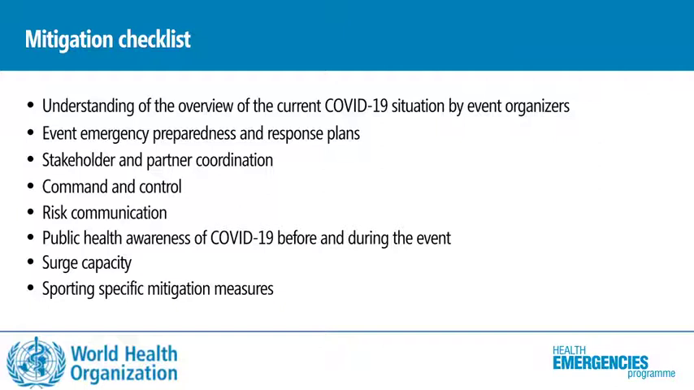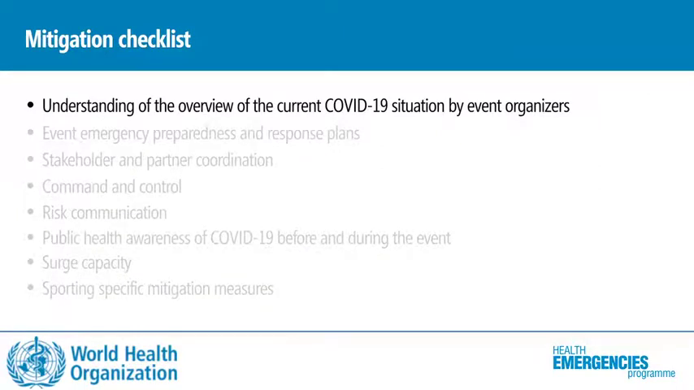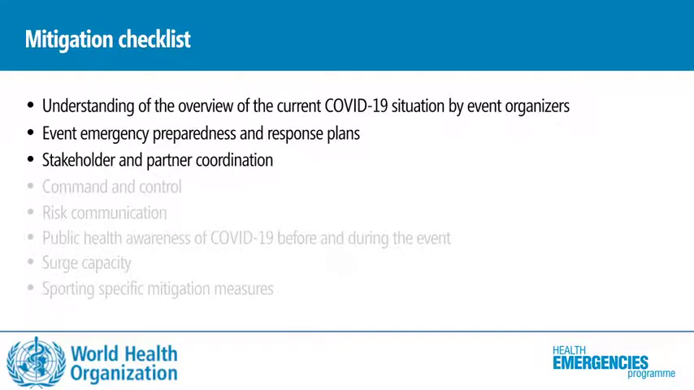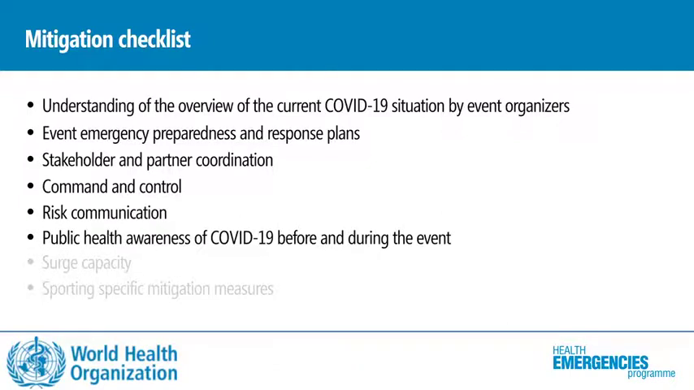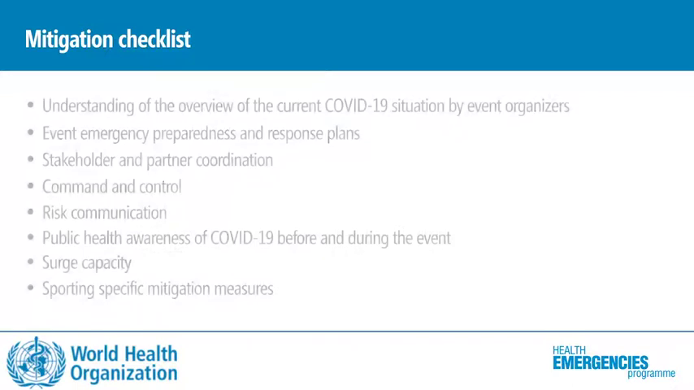Mitigation checklists cover a variety of topics including understanding the overview of the current COVID-19 situation by event organizers, event emergency preparedness and response plans, stakeholder and partner coordination, command and control, risk communication, public health awareness of COVID-19 before and during an event, surge capacity, and sporting-specific mitigation measures.